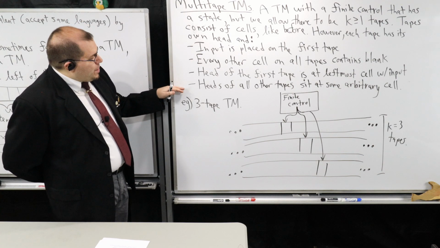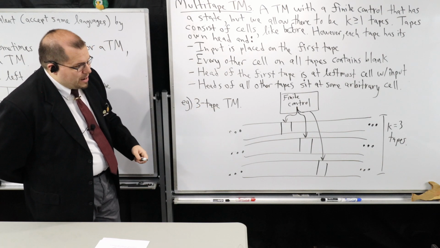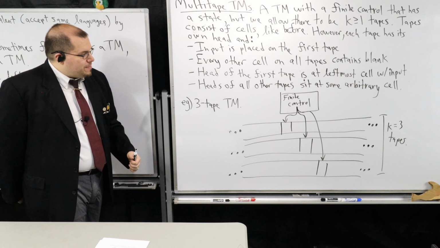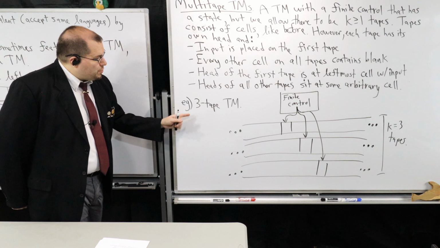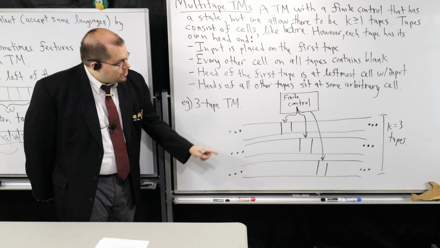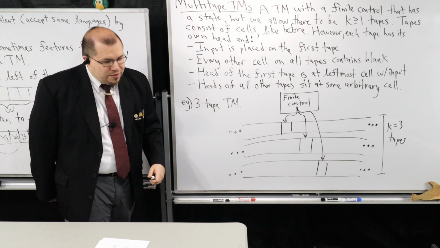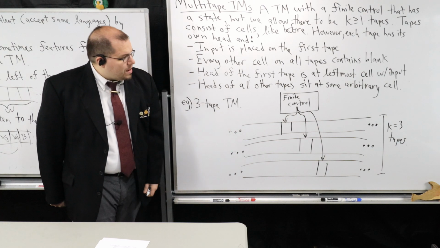So just keep that in mind. The heads could be sitting wherever. Here's a picture to help you see what I mean. Often when people talk about multi-tape Turing machines, they will define what K is. For example, if K is equal to 3, I'd call this a 3-tape Turing machine. I have my finite control just like before, except now I have 3 tapes.